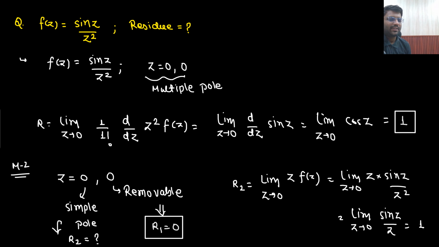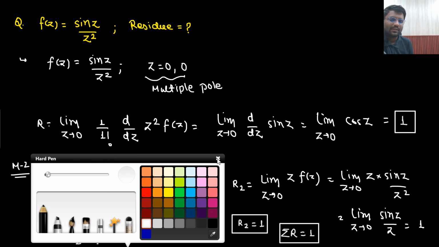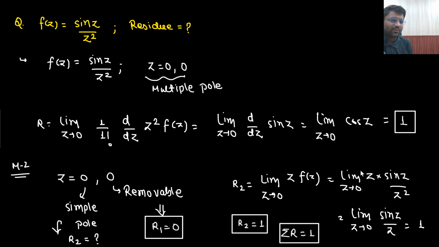So limit z tending to 0 of sin z by z is coming out to be 1. So what is the value of R2? The value of R2 is 1. The value of R1 is 0, and the value of R2 is 1. So what is the summation? The summation is coming out to be 1 only, which was the same. At different zeros you find the residues, and the summation is the same, which was 1 only.